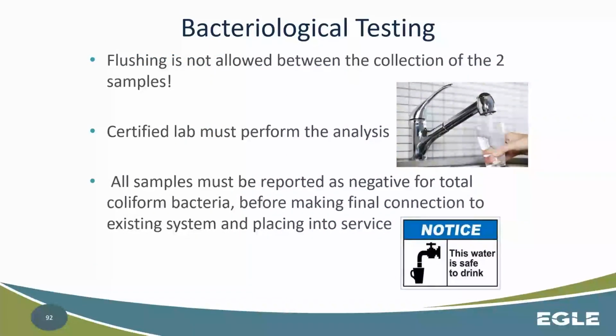For bacteriological testing, flushing is not allowed in between the collection of the 2 samples, so make sure that you're getting that actual representative sample there. It should be sent to a certified lab as per Eagle requirements. And then all samples must be reported as negative for total coliform bacteria, before making that connection to the existing system. So I hope you understand that the whole reason we're taking bacteriological samples is to make sure the water is safe. Hopefully you wouldn't put together a water main if you didn't know that was a safe condition.